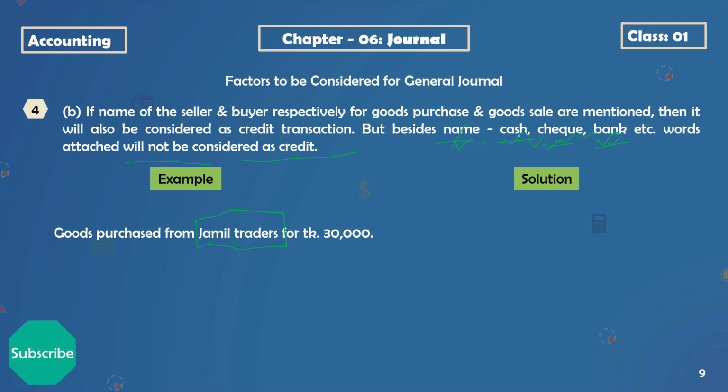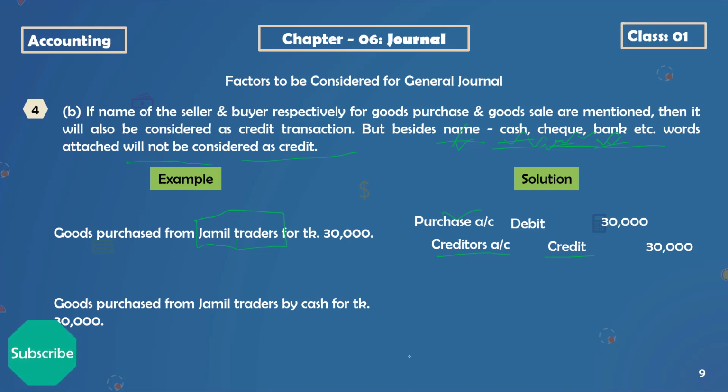Okay, so the journal is purchase account debit, creditors account credit, because we know for credit purchase you have to credit creditors. Okay, and as usual, purchase account debit. Okay, let's take another example.